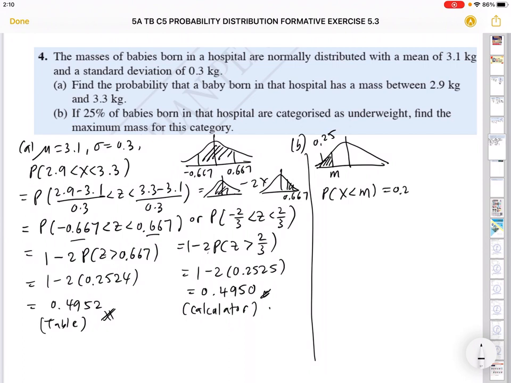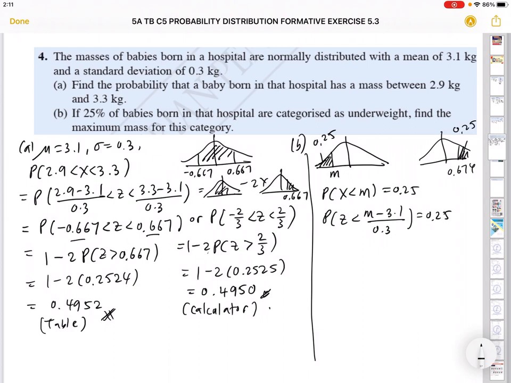Now, we know we have to standardize first. Here we take M minus mu. Your mu is 3.1, standard deviation 0.3. This is 0.25. Now, if you read from the mathematical table, remember, your mathematical table is based on upper tail. That is, if you read 0.25, you will get 0.674. But this 0.674 is on the right side, and it's on the left hand side.